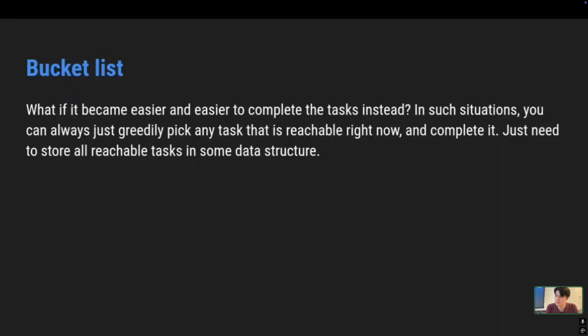But our problem is the other way around. It doesn't become easier, it becomes strictly harder. So what should we do then? We should do the opposite, right? But what is the opposite?